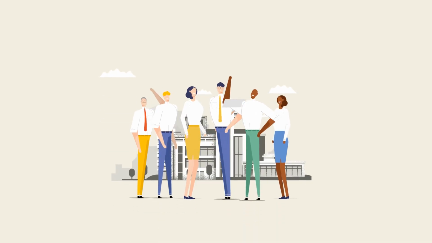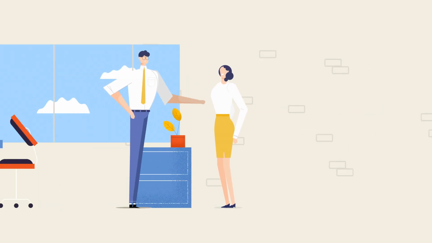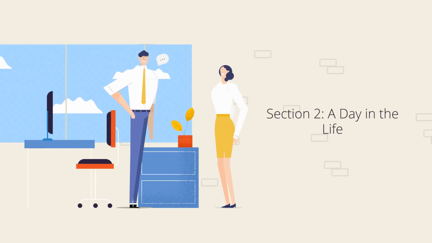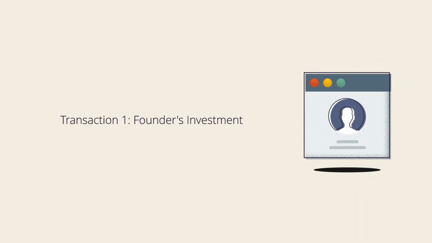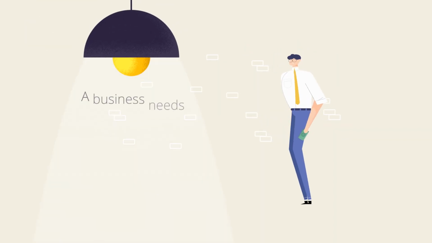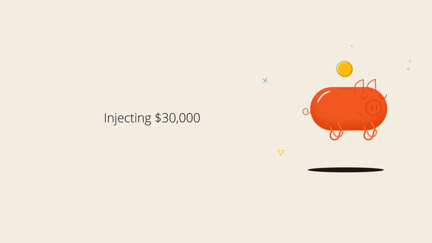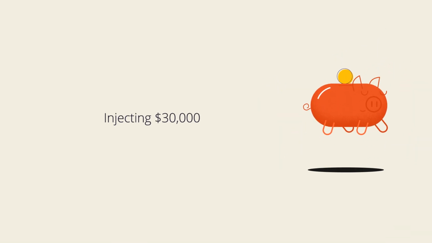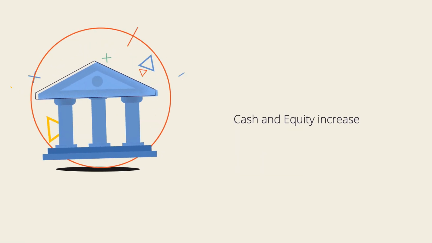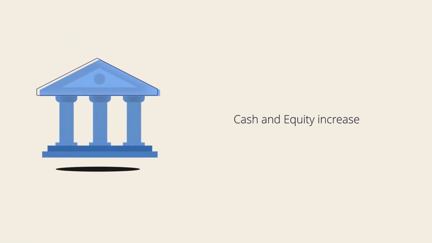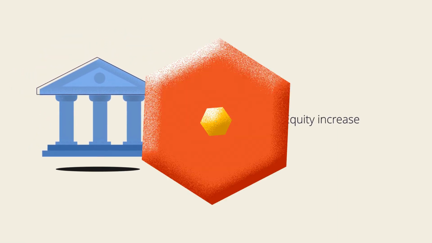Welcome to our startup, Innovate Co. Section 2. A day in the life of Innovate Co. Transaction 1. The founder's investment. First, a business needs money. As the founder, I'm injecting $30,000 of my own savings into the new business bank account. The business's cash, an asset, goes up, and my ownership stake, equity, also goes up.